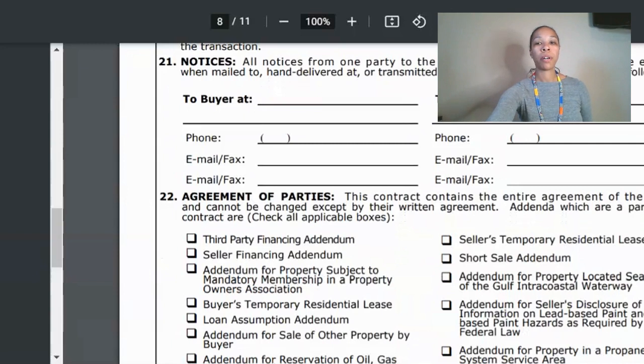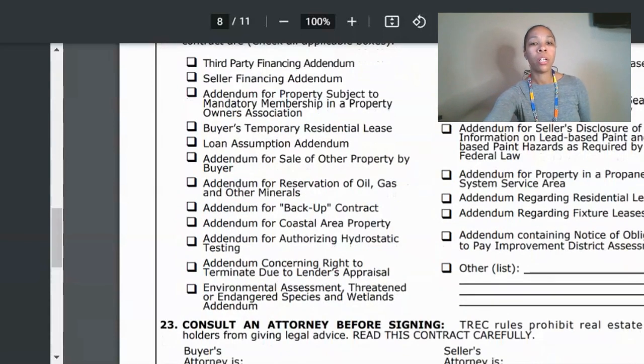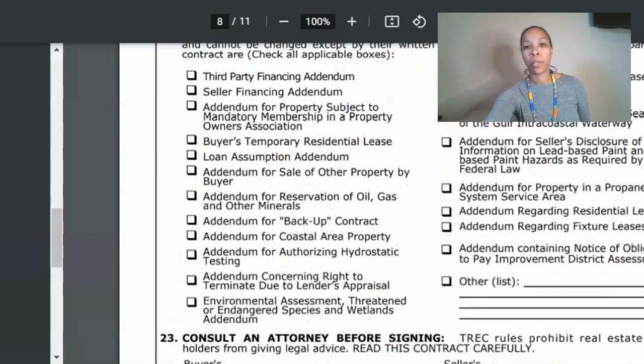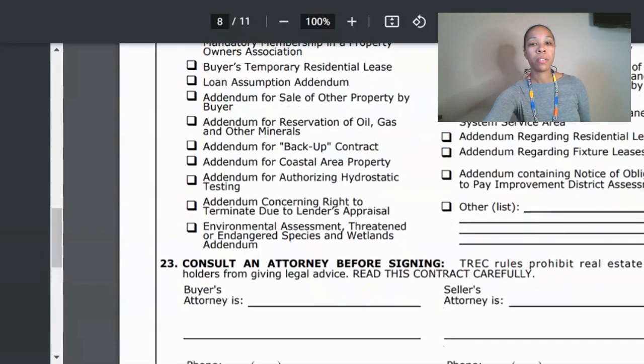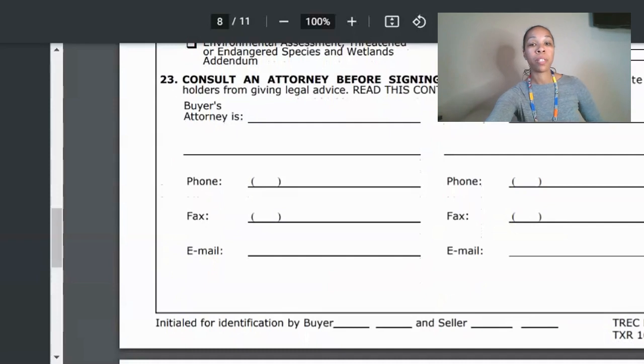And then the agreement of parties. So basically there are addenda that we may need to attach, such as third party financing. Another one that you will probably see in this is like fixture leases. Any kind of notifications that fall in through here, that's what we need to put down for you. And then consult an attorney before signing. TREC rules prohibit real estate license holders from giving legal advice. Read this contract carefully. And then if you have an attorney, go ahead and list them there. Okay? You just let us know.